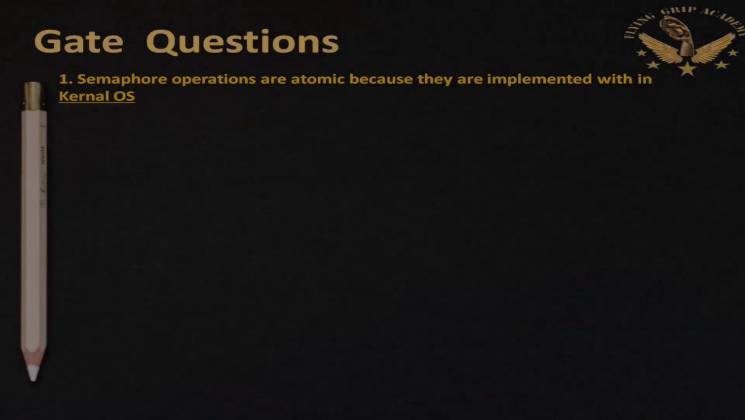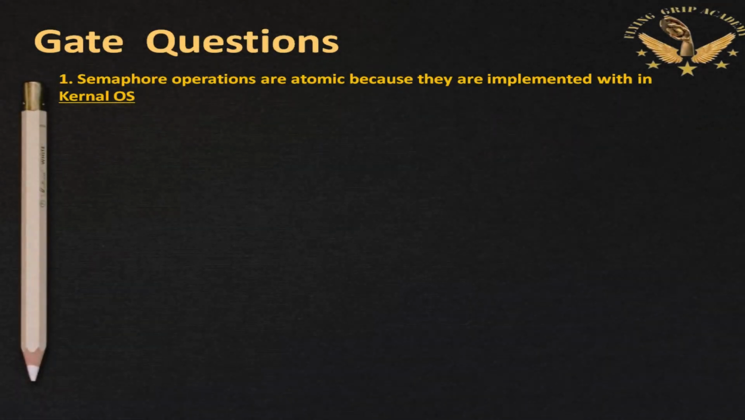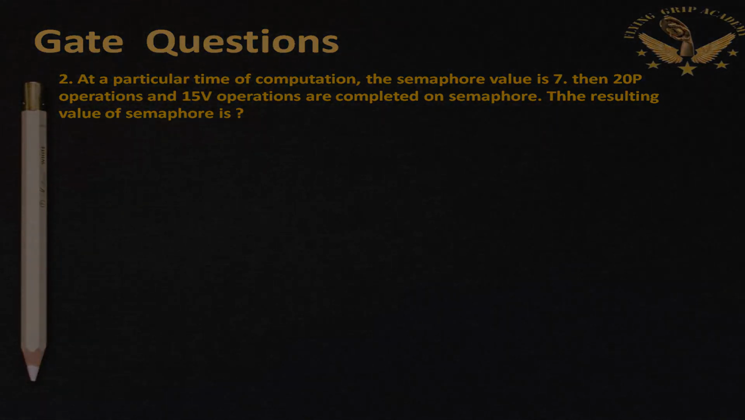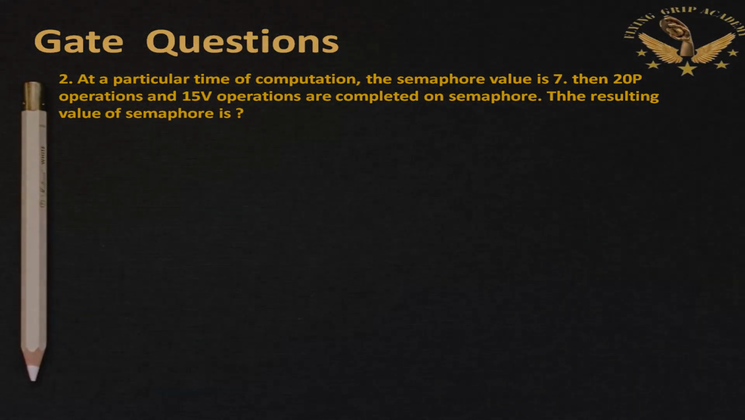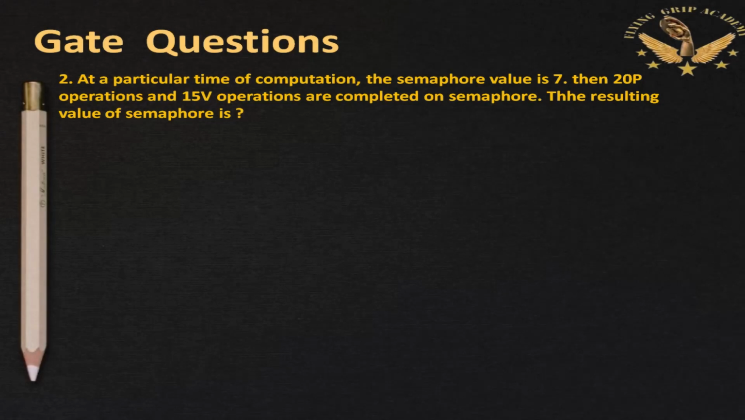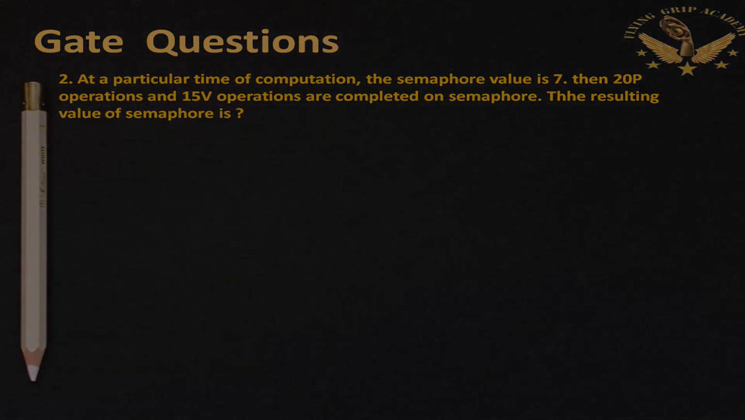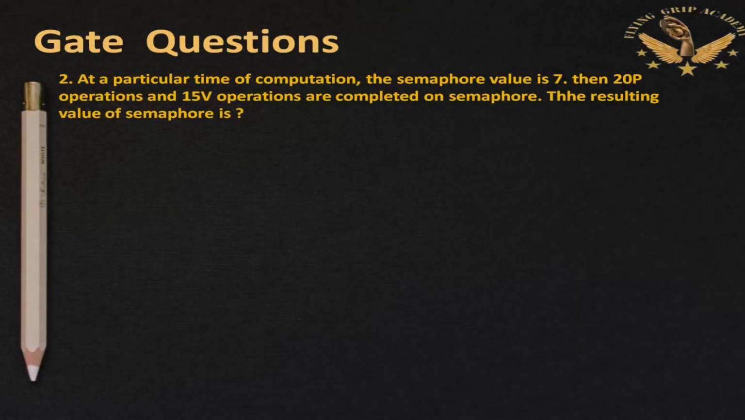So here we have a GATE question on semaphore. Semaphore operations are atomic because they are implemented within the kernel of the operating system. The next question: at a particular point of time, the semaphore value is 7. Then 20 P operations and 15 V operations are completed on the semaphore. The resulting value of the semaphore we need to find out.